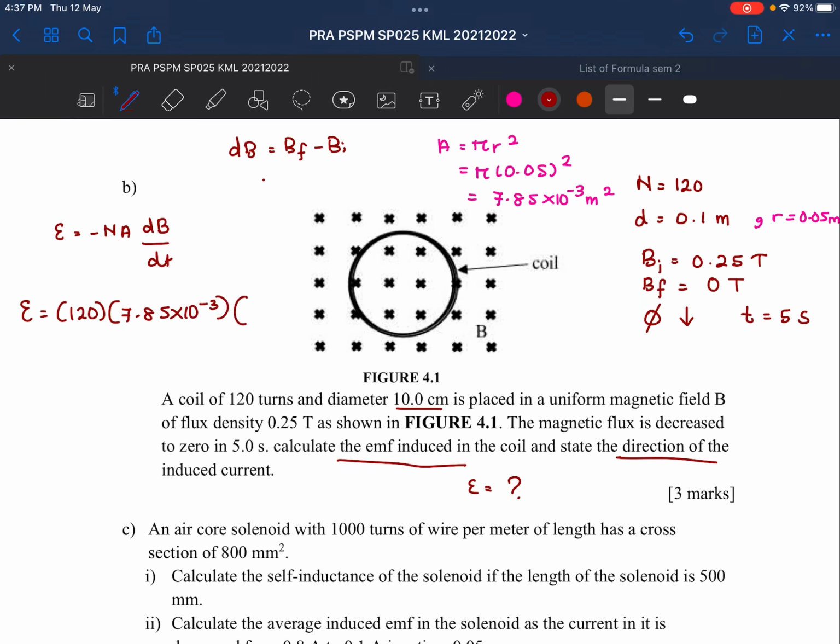So B final is 0. Oh, boleh lah tak negatif supaya cancel dia punya ni kan. 0.25. So put it here. 0 minus 0.25 over time, which is 5 seconds. So I think your induced EMF you get 0.047 volt.